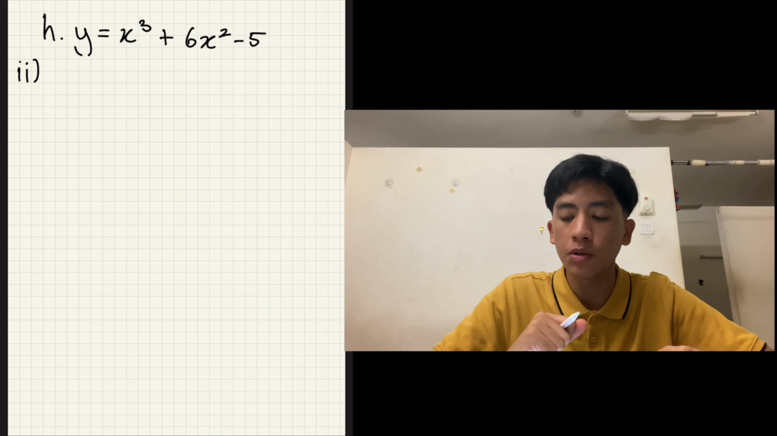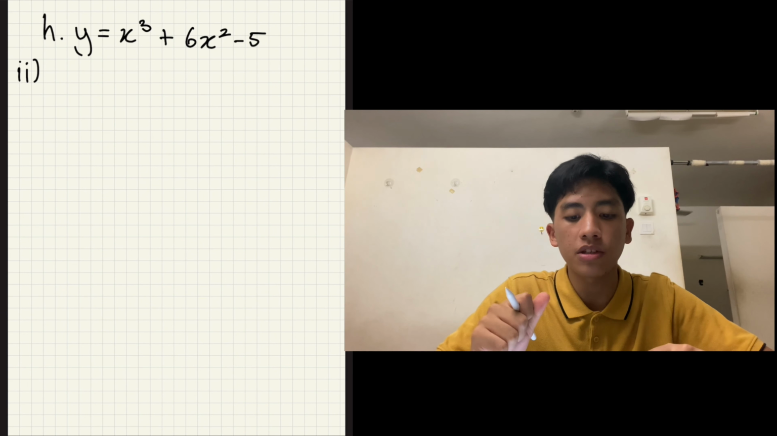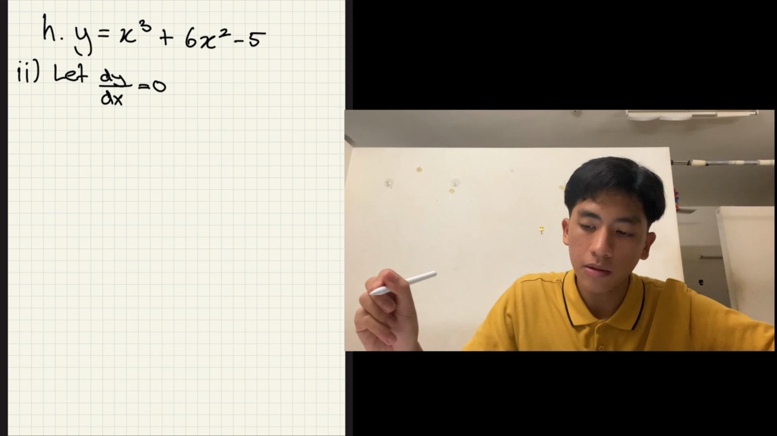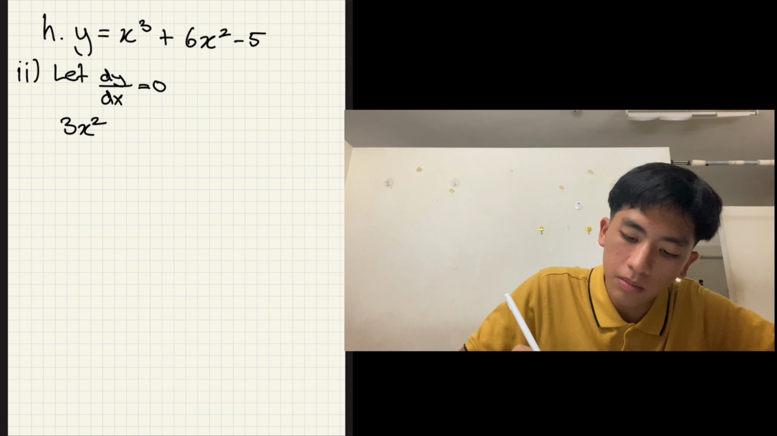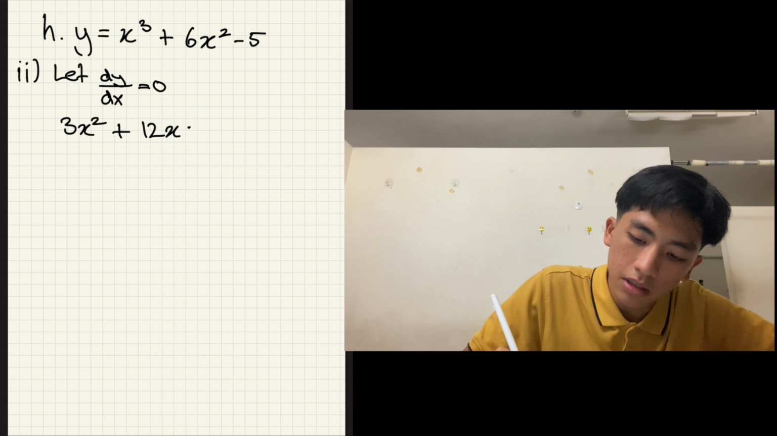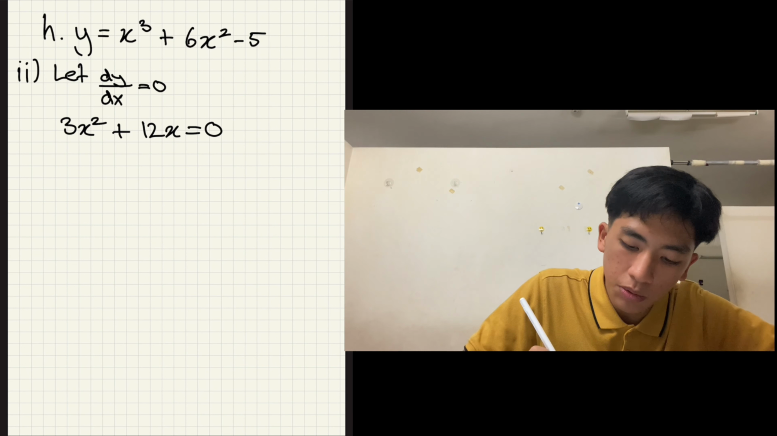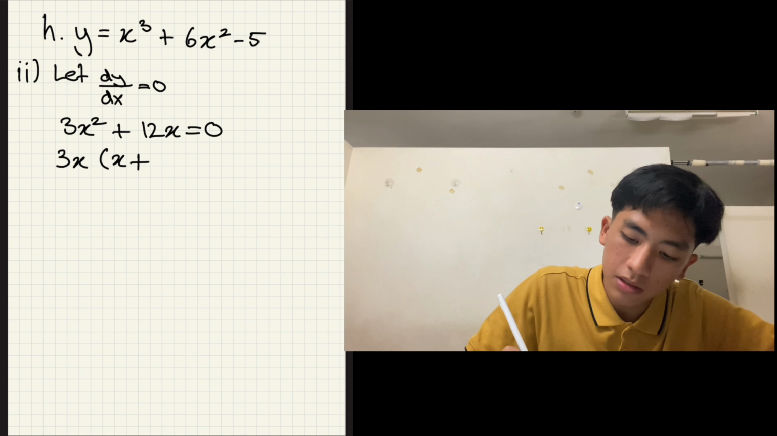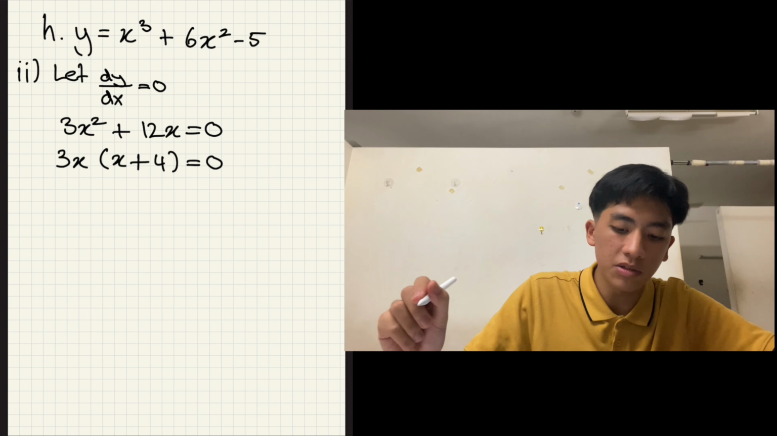So for part 2 we will find the coordinates for any stationary points on the curve. First we will let dy over dx equal 0, and then we will rewrite the equation that we got earlier, which is 3x squared plus 12x equals 0. Then we can see that there's a common factor, so we can write it. We'll get 3x(x plus 4) equals 0. Then from this we will be able to find the values of x.